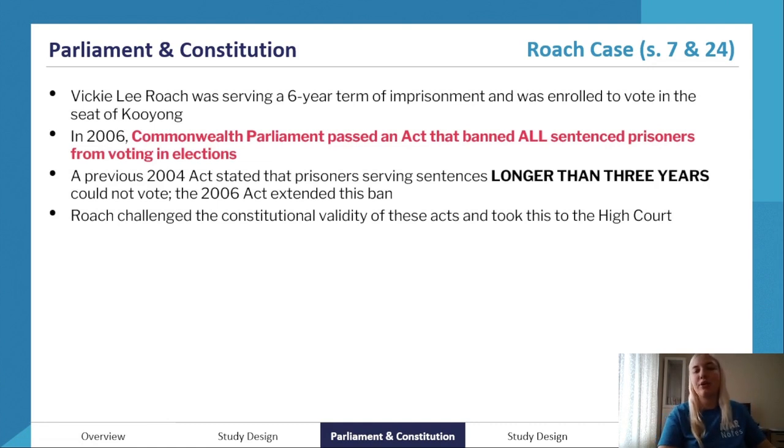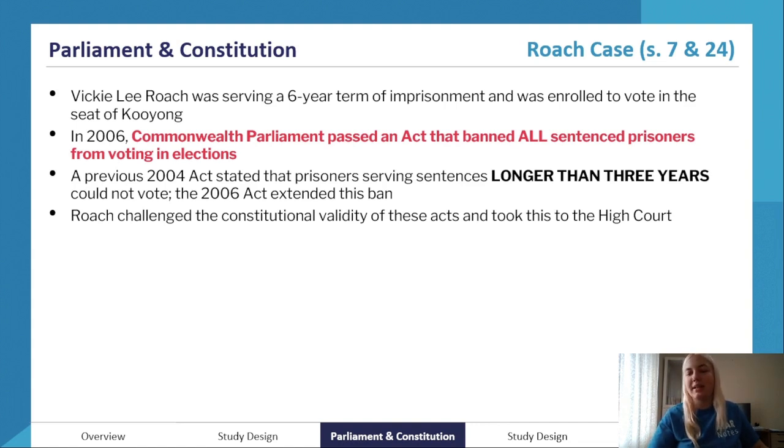Now, our first case is the Roche case, and it's with regards to Section 7 and 24 of the Constitution, which we just looked at. In this case, Vicky Lee Roche was a prisoner serving a 6-year term of imprisonment. But in 2006, Commonwealth Parliament had passed an act that banned all sentenced prisoners from voting in elections, basically taking away these citizens' right to vote if they were charged successfully and found guilty of any criminal offense.